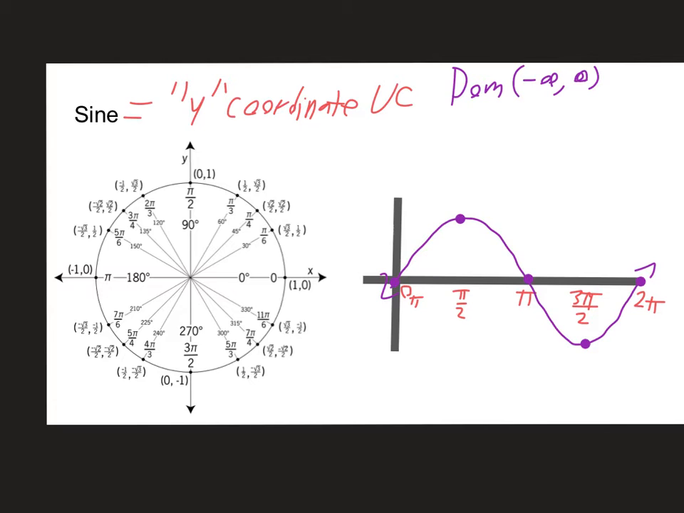Range, well, the highest range we get to is +1. The lowest range we get to is -1. So our range is going to be -1 to 1. And yeah, that's about it. We went one rotation around the circle. So this is one period, which is the same as basically 2 pi. From 0 to 2 pi, one rotation. And that's about it so far.